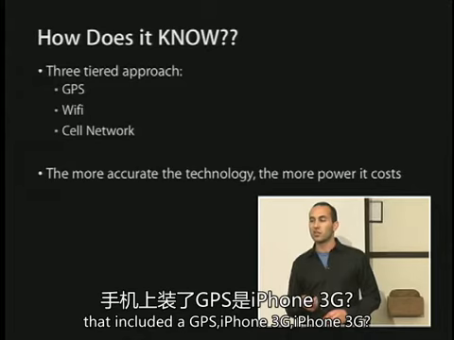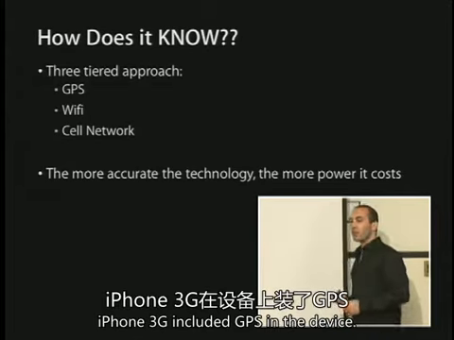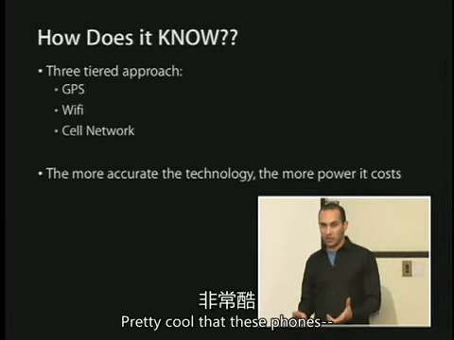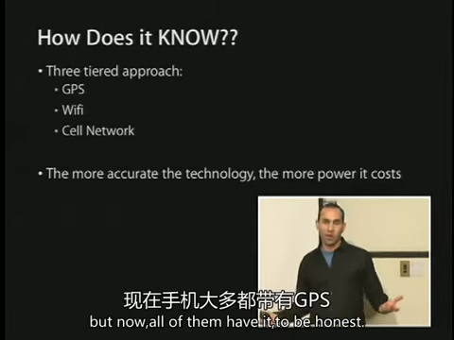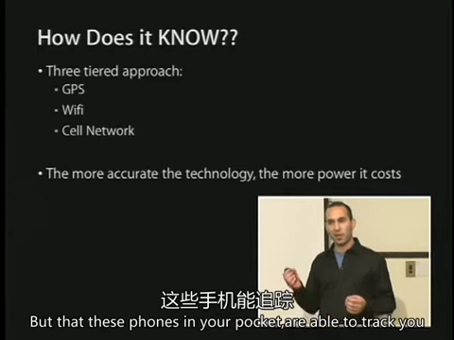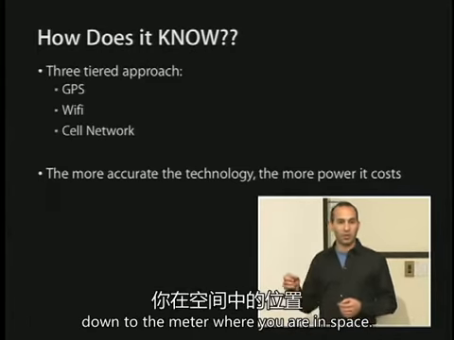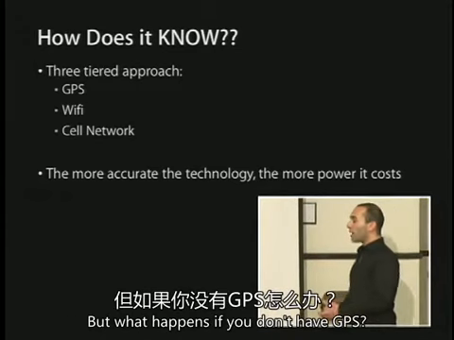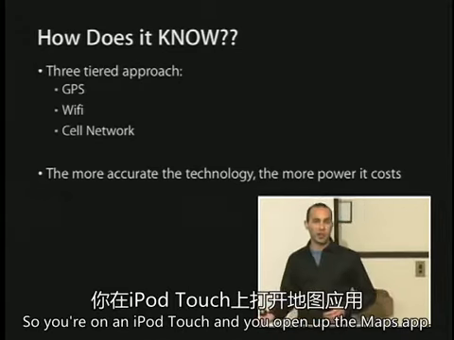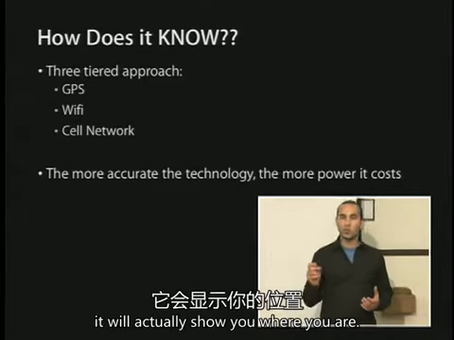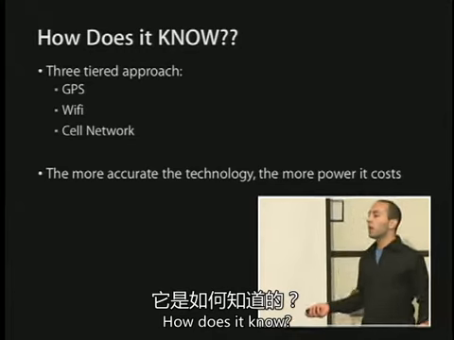iPhone 3G included GPS, right, in the device. Pretty cool that these phones, I mean, now all of them have it, to be honest. But that these phones in your pocket are able to track you down to the meter where you are in space. But what happens if you don't have GPS? So you're on an iPod Touch, and you open up the Maps app, it will actually show you where you are. How does it know?